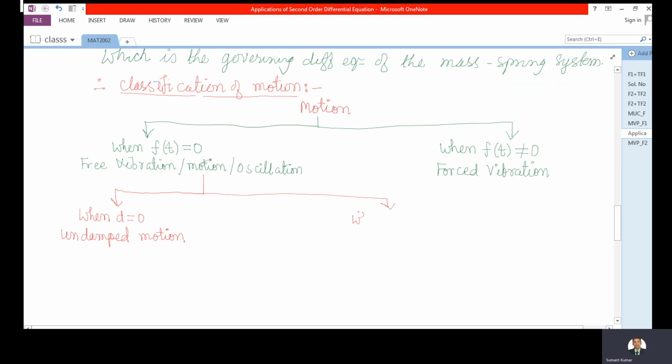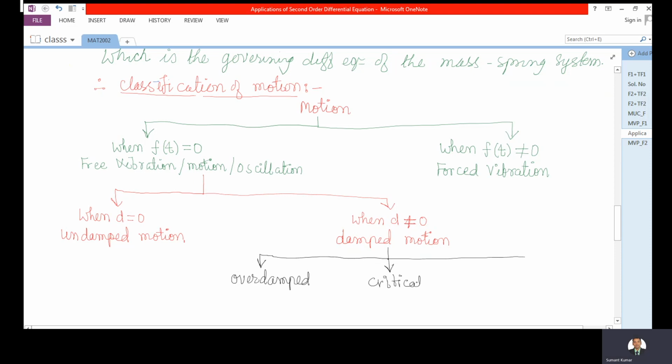Now, the second case is when d is not equal to 0. That means we are considering the force due to the medium, friction or resistance due to the medium. In this case, we say this is damped motion. Further, this motion can also be subdivided into three parts. First is overdamped. Second is critically damped.